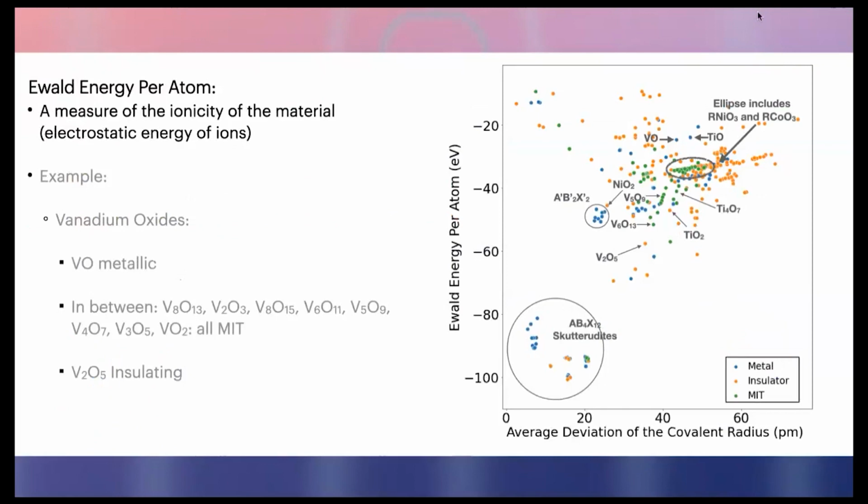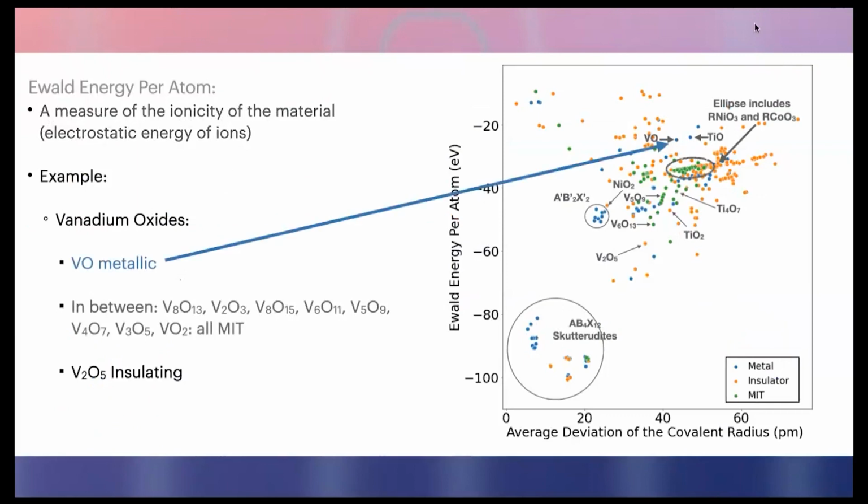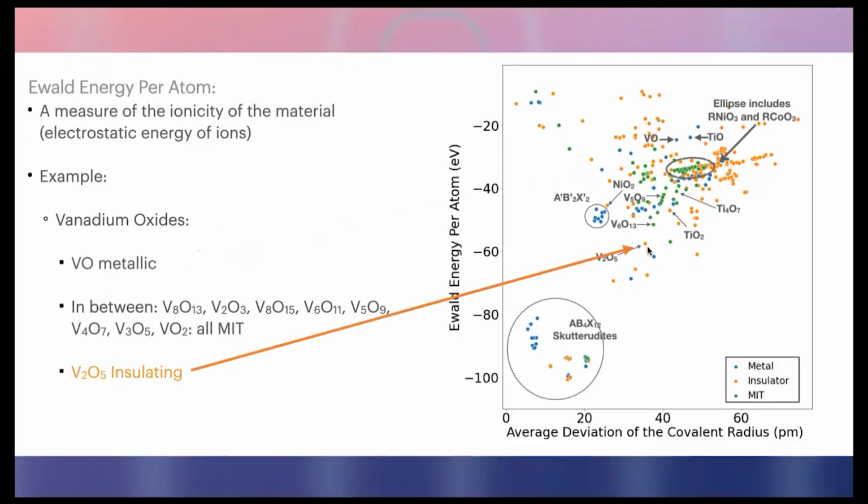There are other features that are also interesting, and again, they come with some caveats. But this Ewald energy per atom is a measure of the ionicity of the material, right? So electrostatic energy of the ions. So if you look, for example, at the vanadium oxides, VO is metallic as it's quite covalent. The MIT vanadium oxides are in the middle. And then you have the insulating vanadium oxide here.